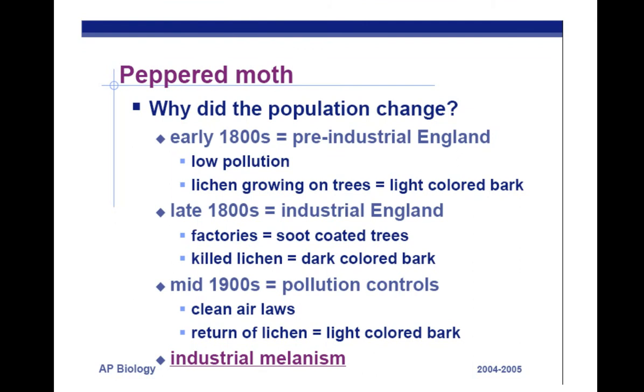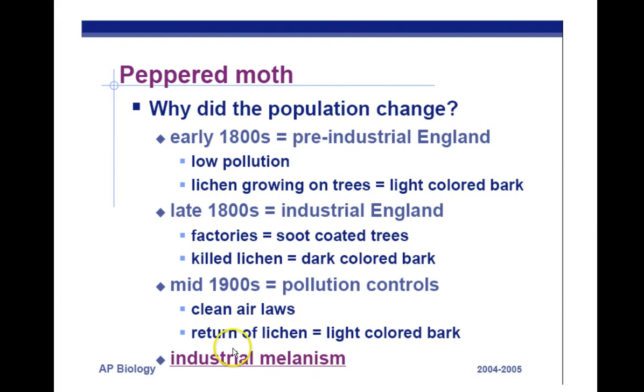peppered moth. What happened was, in the early 1800s, in pre-industrial England, there was a lot of light-colored lichen growing on the trees, a light environment, and selection for the lighter-colored moths. In industrial England, we had a lot of pollution, killing the lichen on the trees, and as a result, the phenotype of the dark-colored moths was selected for, becoming the common one in the population. This has been recorded, and we have the data for this. In the mid-1900s, we cleaned up our pollution, and the light-colored lichen returned, and the lighter-colored moths were able to survive better because they blended in.